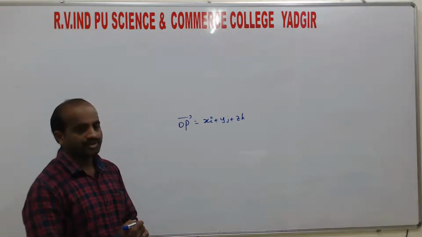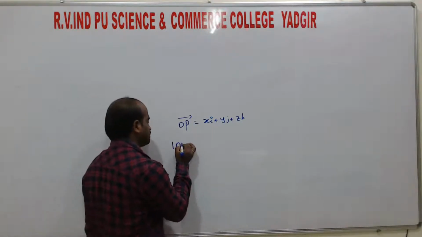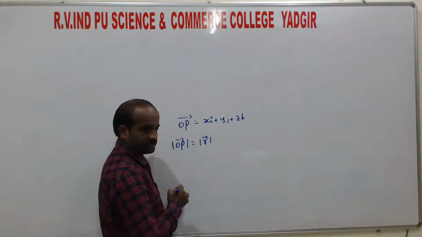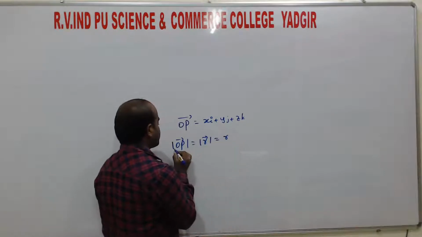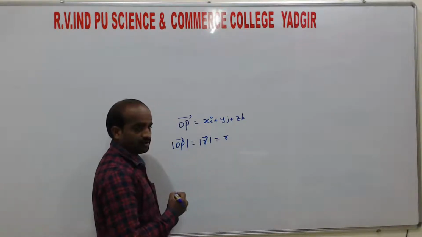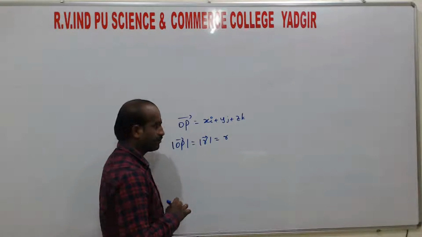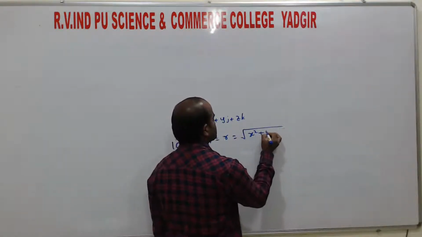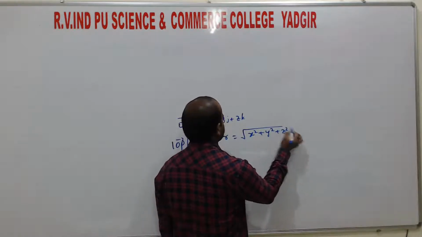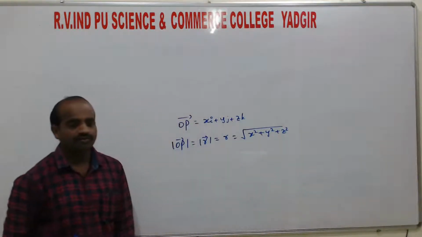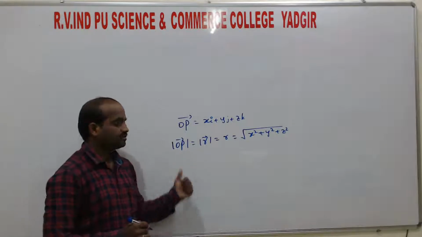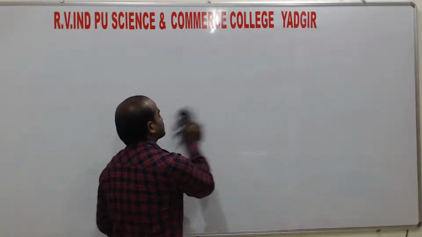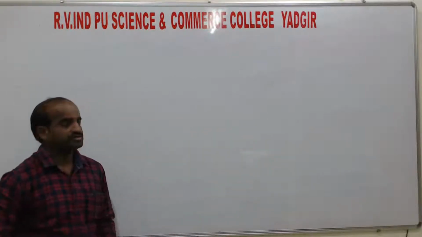Then the length of OP vector is what? Magnitude of OP vector is OP only. Magnitude of AB vector is AB only. It is equal to root of x square plus y square plus z square. This is the length of OP vector. Okay, that was last session. Today we are going to discuss the vector joining 2 points.